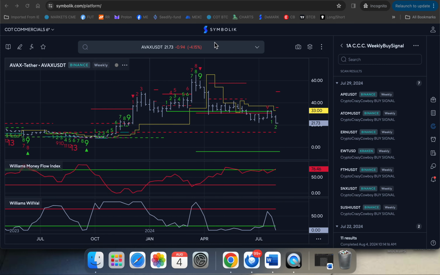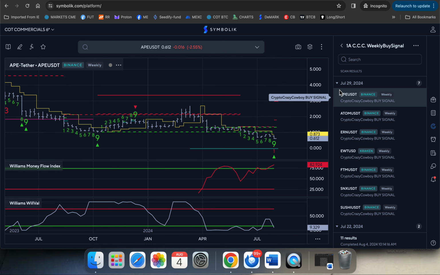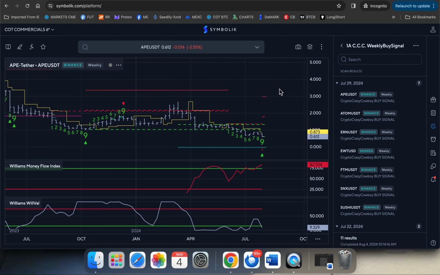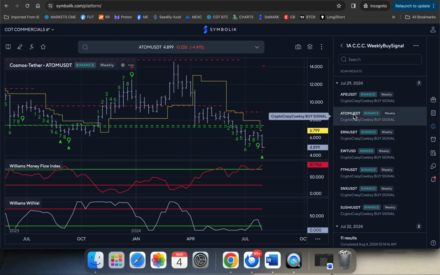So I pulled up my weekly buy signal, CryptoCrazyCowboy.com buy signal. APE comes up. I'm not a big fan of APE, but it is on a buy signal. ADA looks good.